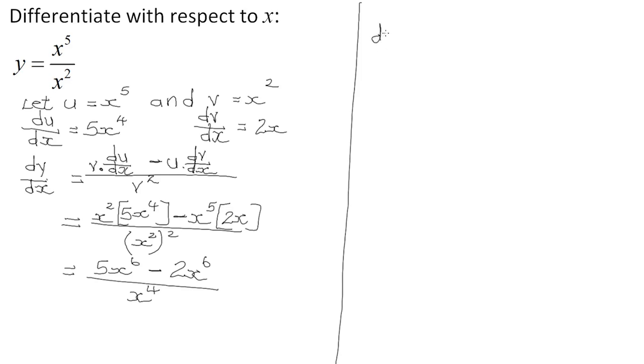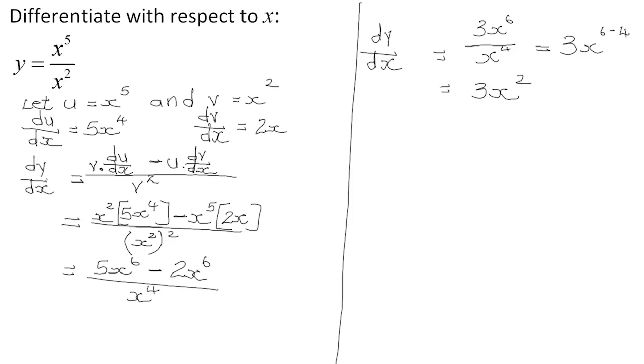dy/dx. Please, it's always important to note, 5x to the power 6 minus 2x to the power 6. Can you see those are the difference of two like terms? You will get 3x to the power 6 over x to the power 4. And now, people, remember, you can now apply your exponent laws, which will be 3x. Same bases, 6 minus 4. And your final answer here is 3x to the power 2.